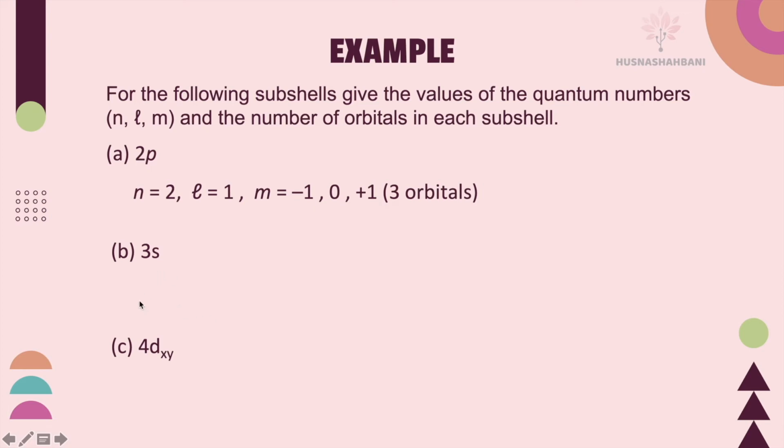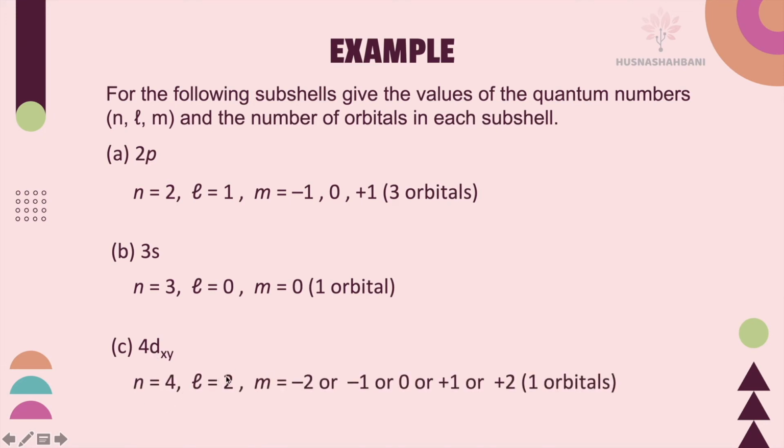For 3s, n is equal to 3, and s means l is equal to 0. So when l is equal to 0, m is equal to 0. The s subshell only has one orbital because it only has one value of m. For 4dxy, n is equal to 4, and d means l is equal to 2, but it is specified, it is dxy.